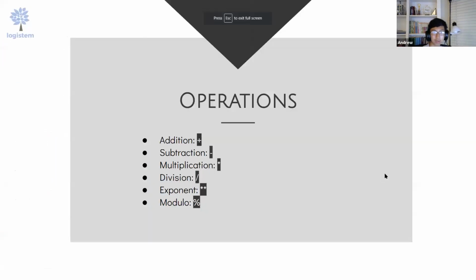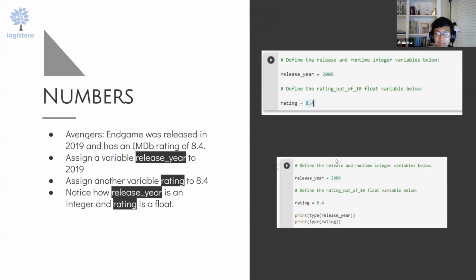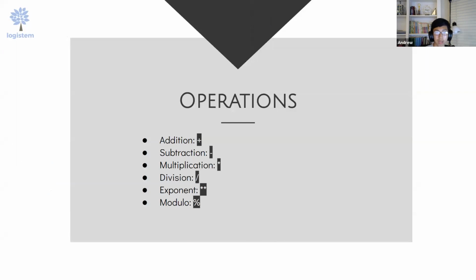So that's one exercise. That is just a basic how to define numbers and assign them to a variable. And next we'll talk about operations. Operations in programming is the same thing as operations in math. Some basic operations include addition, subtraction, multiplication, division, exponents, and modulus.